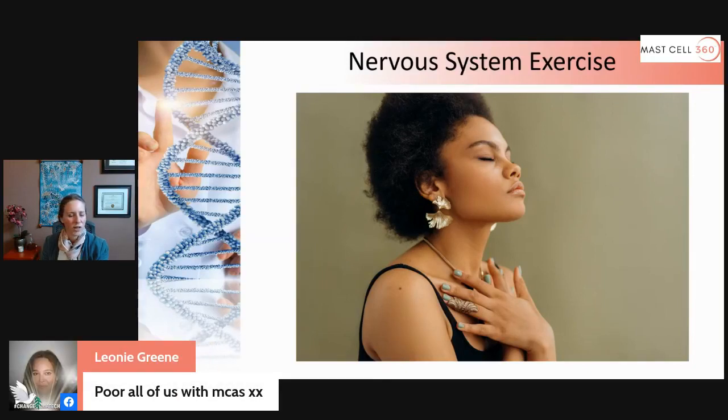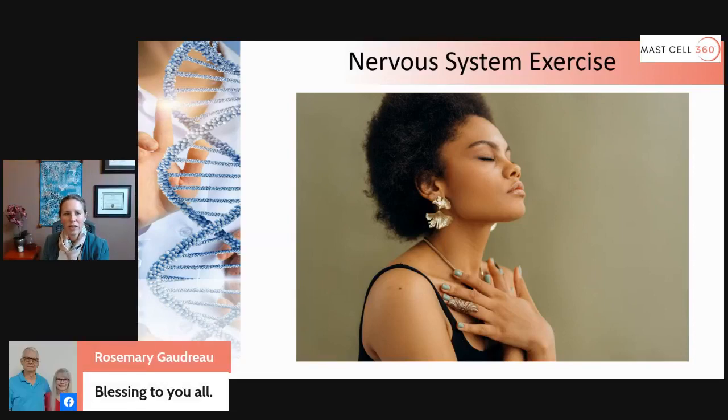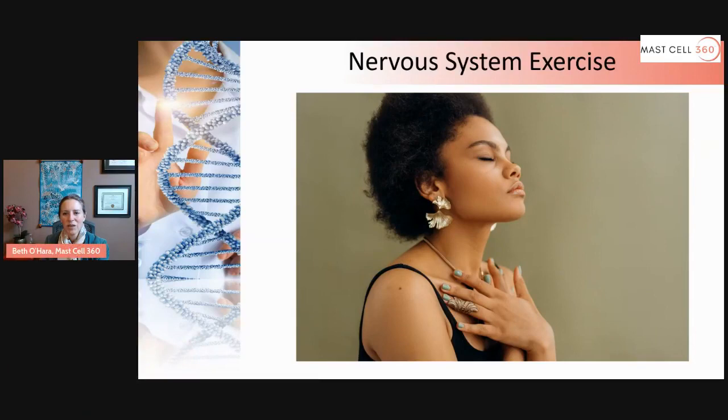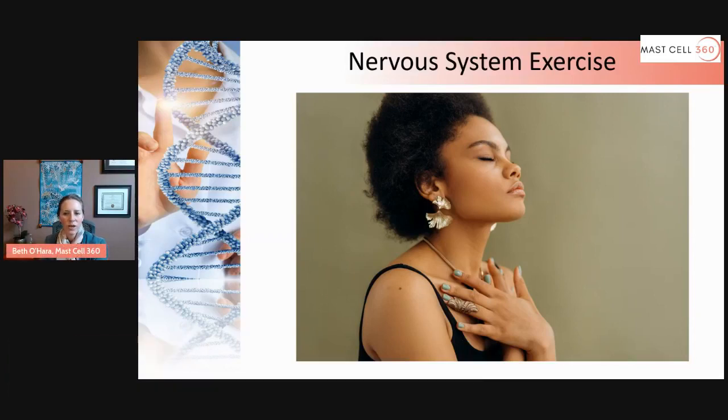Many, all of us with MCAS. Healing vibes. Blessings to you all. Sending positive vibes and energies. There's so many beautiful ones coming in. See what's happening in you. Kathy says, sending calm and healing for everyone as we slow down. Notice what's happening in you. There's so many beautiful ones here.